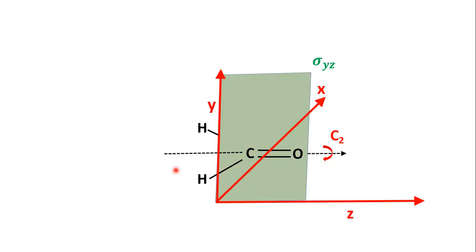The sigma yz is a plane passing through the carbonyl bond, perpendicular to the molecular plane, bisecting the two carbon hydrogen bonds. One of the carbon hydrogen bonds is in front of the plane, whereas the other carbon hydrogen bond is behind the plane. So sigma yz is perpendicular to sigma xz, that is the molecular plane.